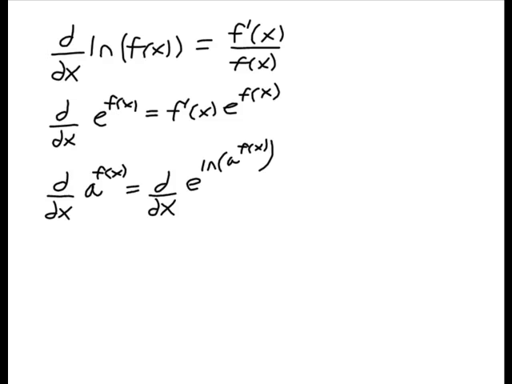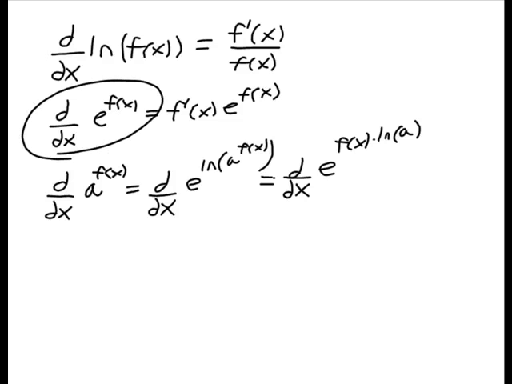And with this in mind, one more property of logarithms and we have an easy problem to solve, because f of x is an exponent, so we can write that as e to the f of x times natural log of a. And this is simply coming from your logarithm property that you can pull an exponent out in front and multiply by the logarithm. So now that we have that, we can just use our rule for an exponential base e.